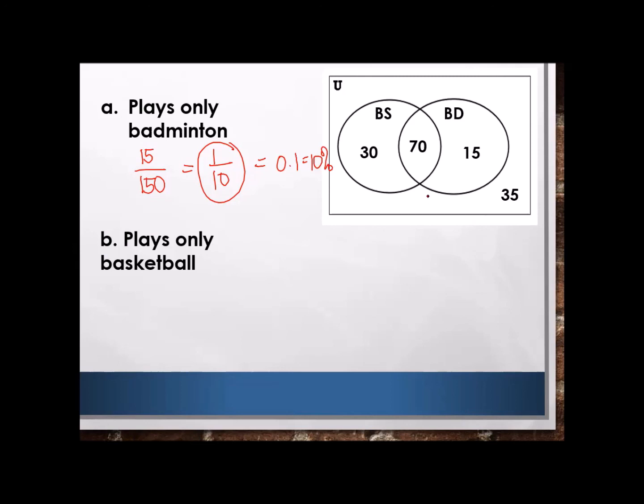Okay, next. Plays only basketball. Tingnan ulit ang Venn diagram. So that is 30 out of 150. Ngayon, ano ang lowest term? That is 1 over 5. Kasi pansinin nyo, cancelin nyo lang yung 0, tapos yung 3 and 15 na lang ang matitira, di ba? Lowest term lang nun. So that is 1 over 5. Or equal with 0.2. Or times mo ng 100 or remove mo yung decimal point ng dalawa. So that is 20%.